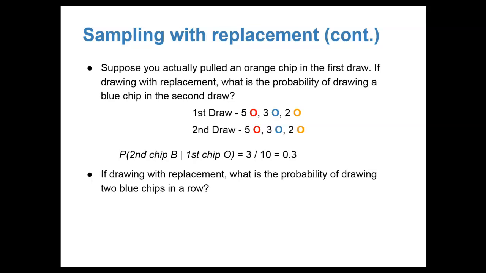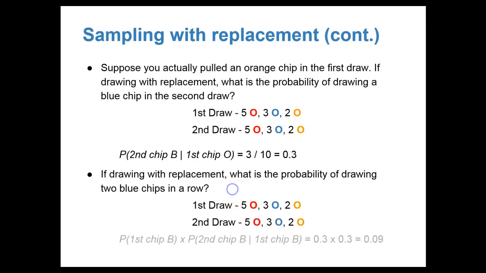If we're drawing with replacement, what's the probability of drawing 2 blue chips in a row? Well, we know that before the first drawing, there are 3 blue chips out of 10 in the bag. If we're doing it with replacement, before the second drawing the distribution is exactly the same again. So, using the general rule for multiplication, we want to find the probability of blue and blue.